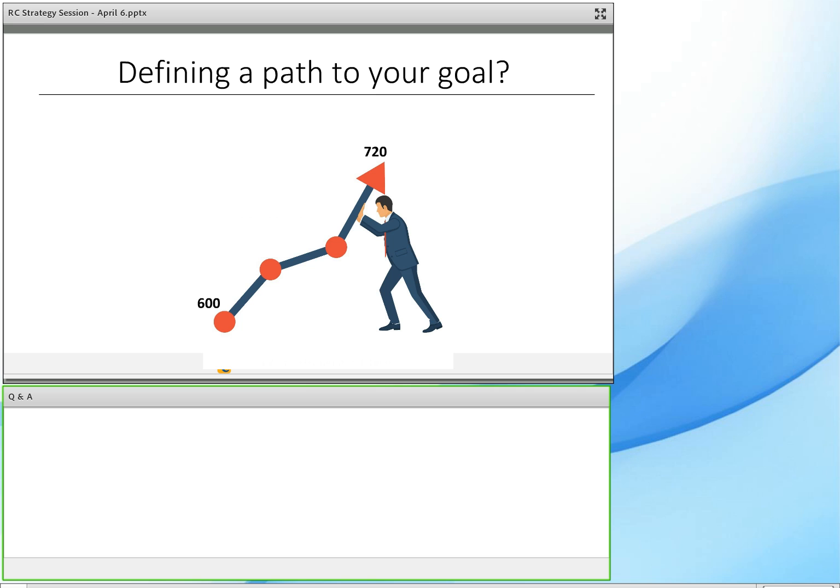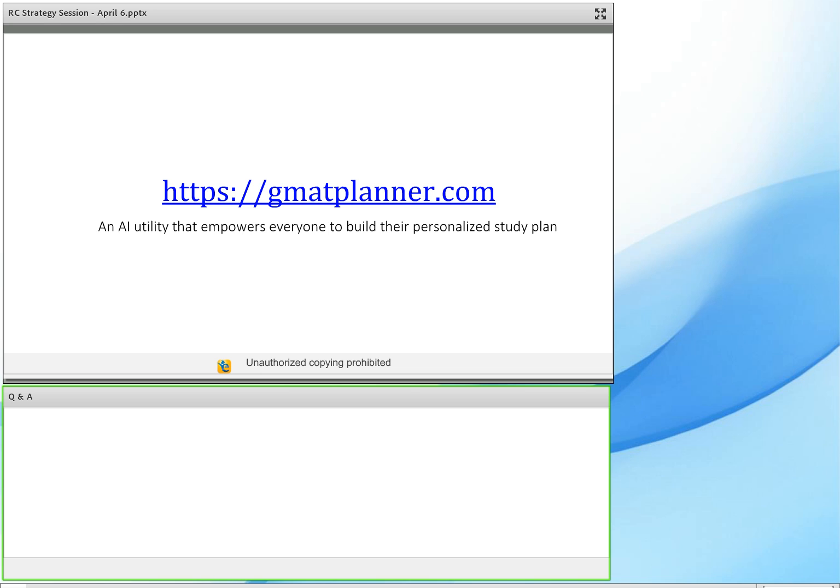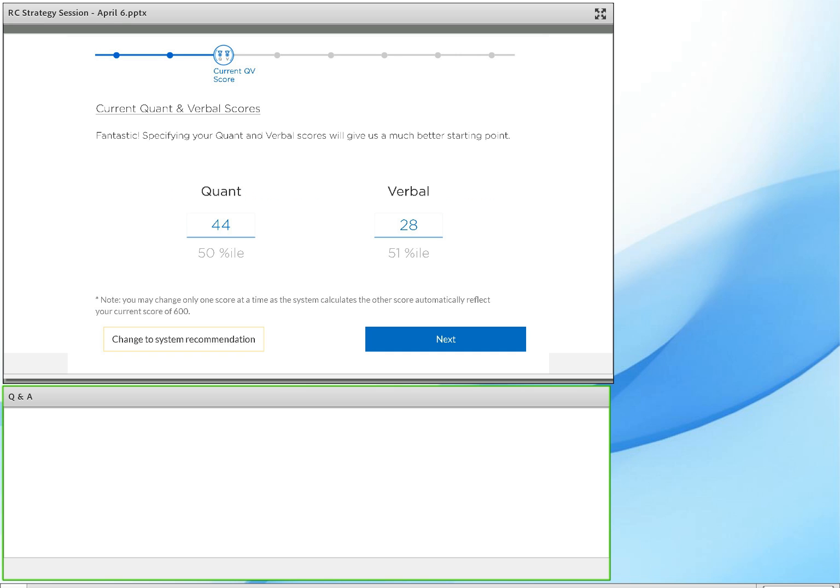Now, how do we enable tens of thousands of people who work with us every year to create the study plans? We've built an AI-driven utility which empowers everyone to build their personalized study plan. What does this utility do? It takes your current quant and verbal scores, and then it would give you a recommendation.